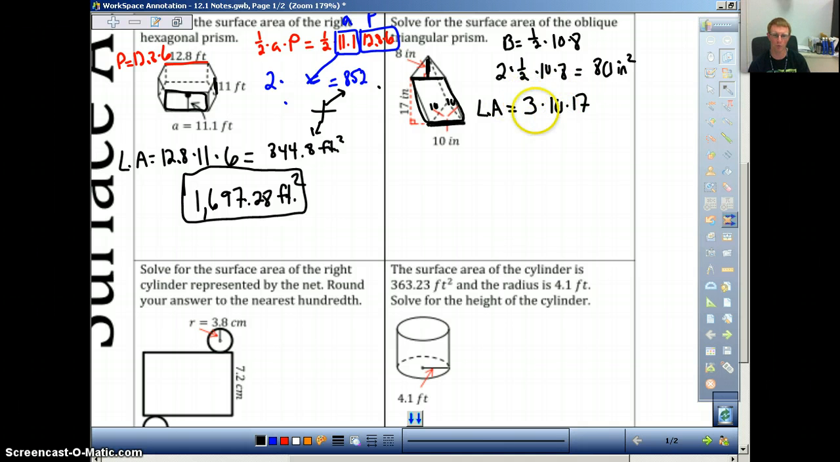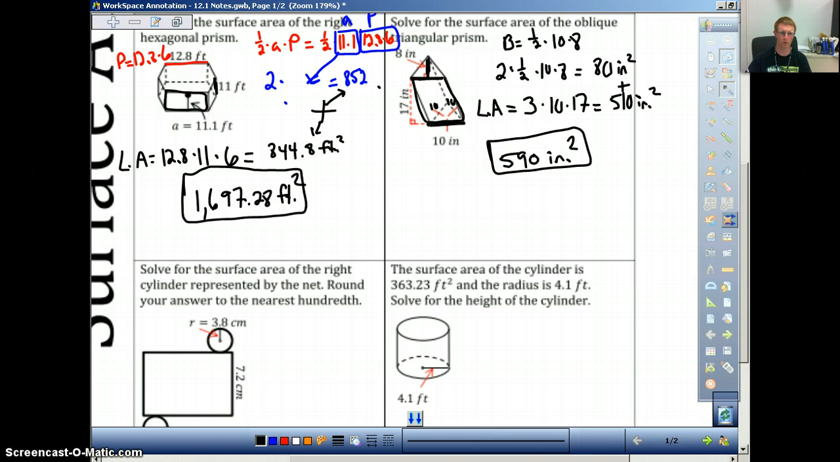Understand, it won't always work like this. Sometimes you will have to find the individual areas of each rectangle, but in this case, because they're all the same, we just multiply by 3. So the lateral area there is 510 inches squared, and now we just add those two up, and we get a total of 590 inches squared.